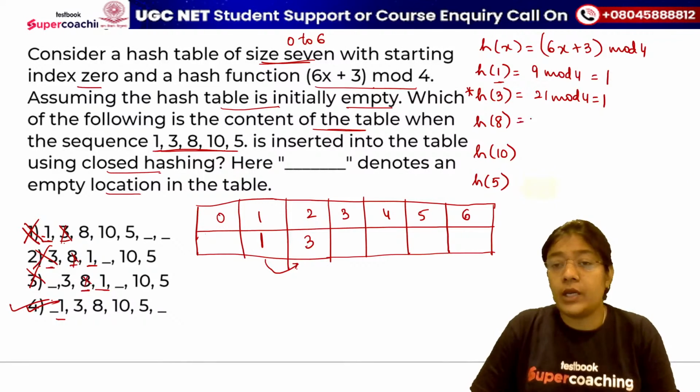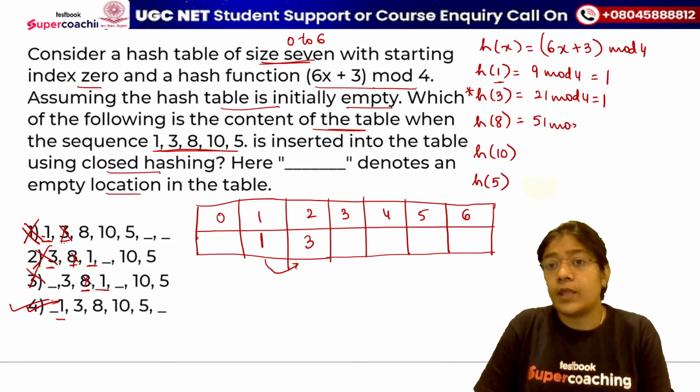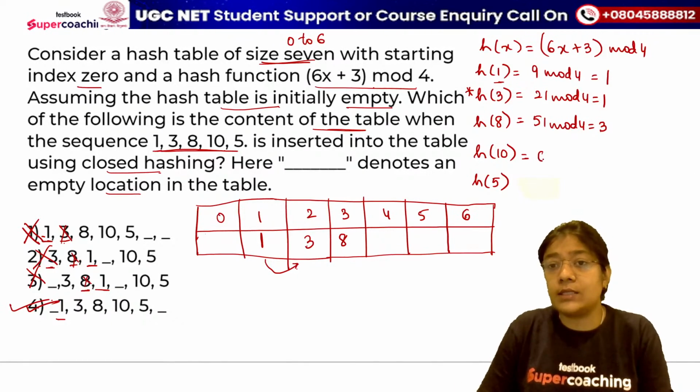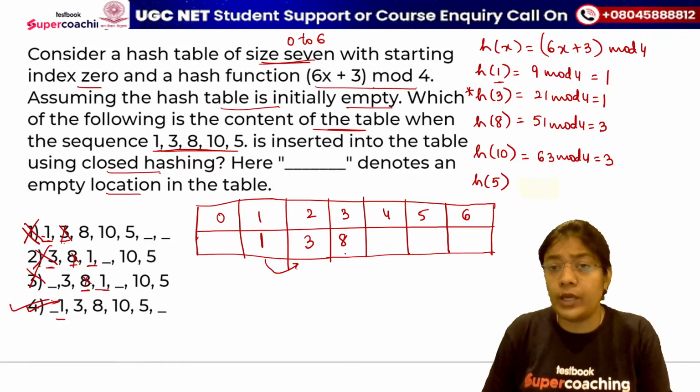Let's solve the rest. 8 into 6 is 48 plus 3 is 51, mod 4 is equal to 3. So 8 will be available at index 3. 10 into 6 is 60 plus 3, mod 4. This is also equal to 3. The available slot is already busy.